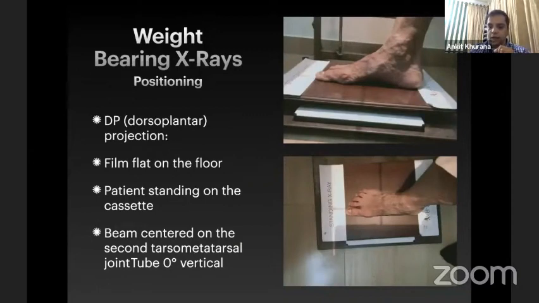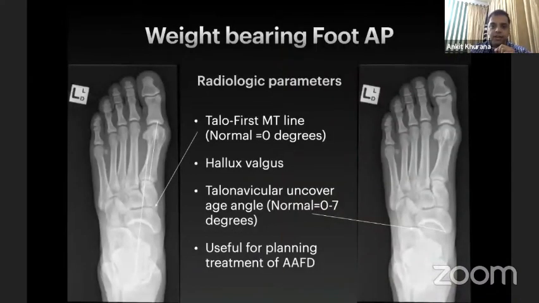To see what effect the weight bearing has on the foot. And when looking for the weight-bearing axis of the foot, one should assess a few radiological parameters, which include the talus-first metatarsal line, which should be parallel. Hallux valgus angles have to be calculated, which I'll be coming to in the next slide.